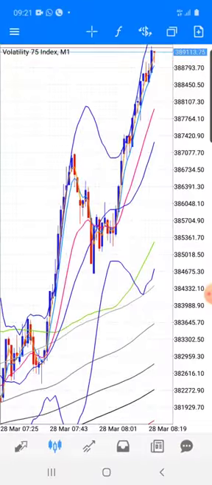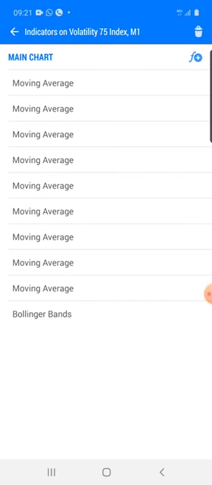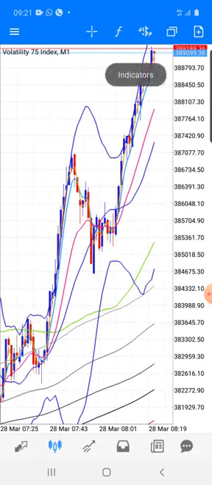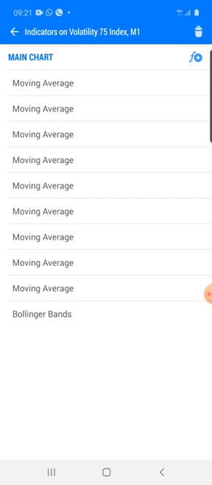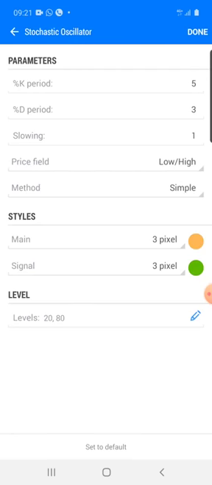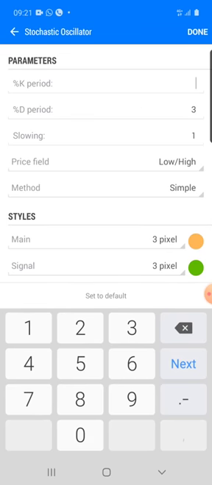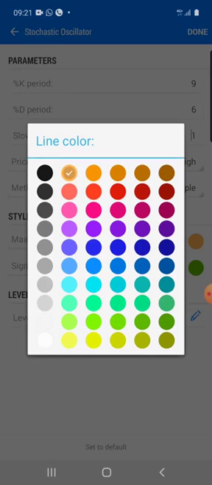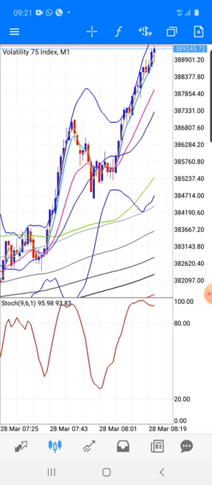So let's come here, come to F function, then come to F plus function, then look for stochastic oscillator. Remember the first setting is 961. Low, high, simple. Color is white and red. Done. So that's it right there, the 961.